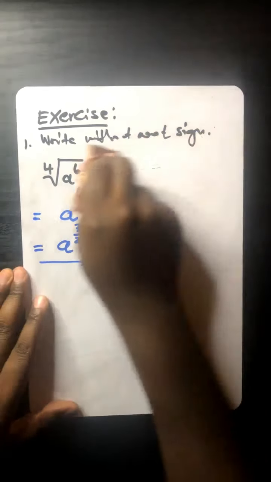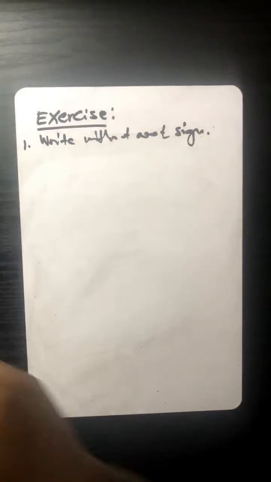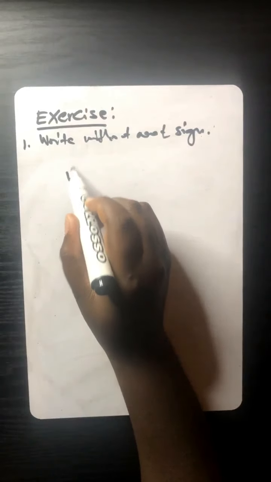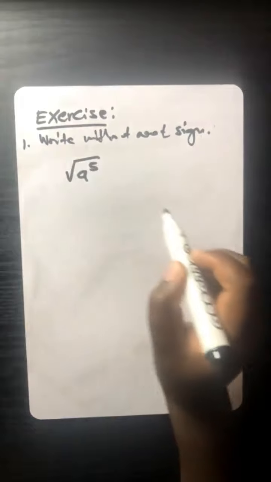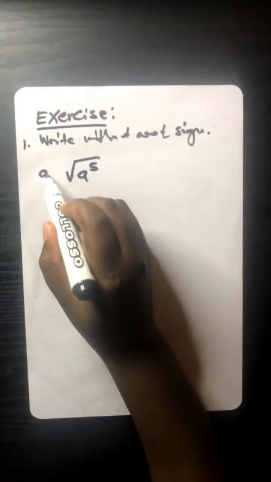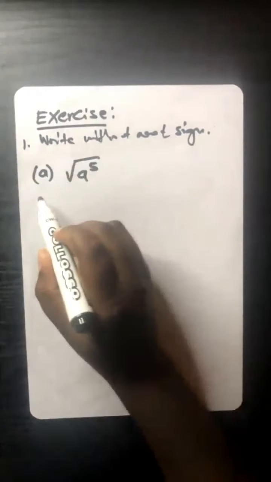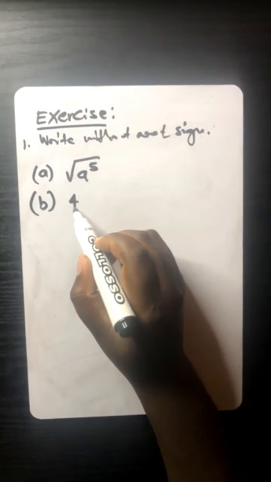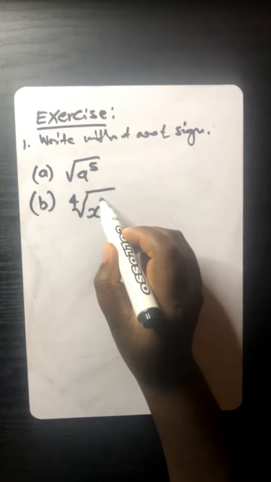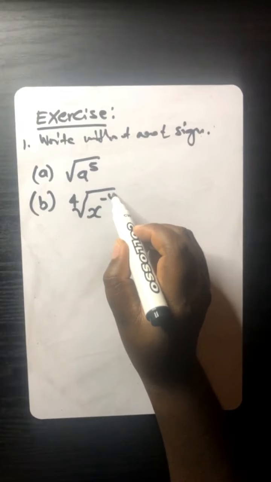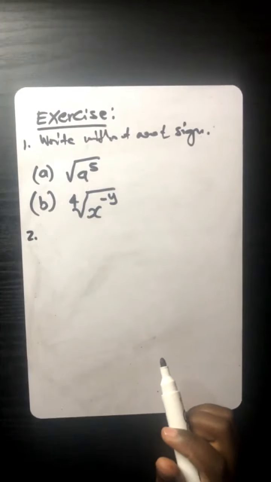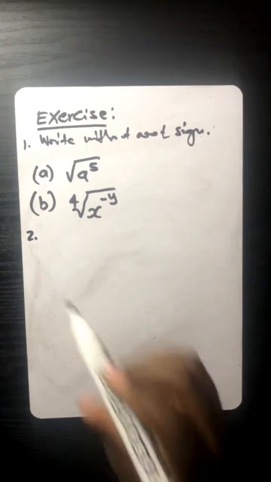I'm going to write down what you will need to do as part of your homework. Just write it down, guys. Do the square root of a to the exponent 5. This is for number 1, and then B, do, let's say, the 4th root of x to the exponent minus y. So make sure to either take a screenshot or otherwise you can write it down. So number 2, we want to write the following with a root sign.